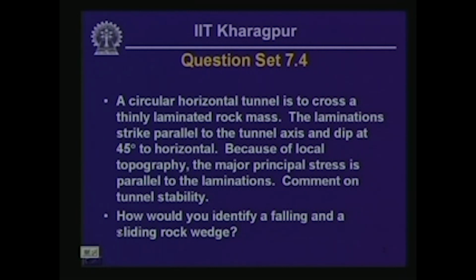The first question that I asked was: a circular horizontal tunnel is to cross a thinly laminated rock mass. The laminations strike parallel to the tunnel axis and dip at 45 degrees to horizontal. Because of local topography, the major principal stress is parallel to the laminations. You are asked to comment on tunnel stability.